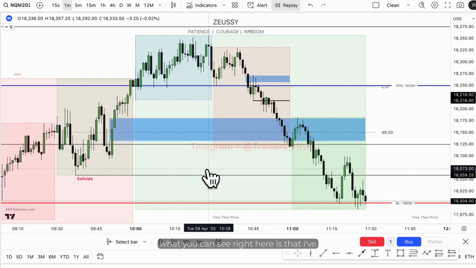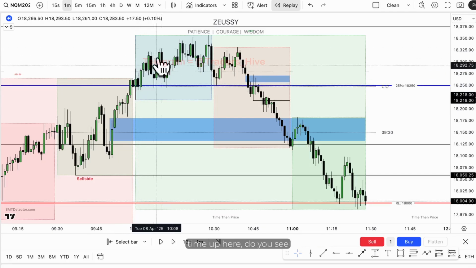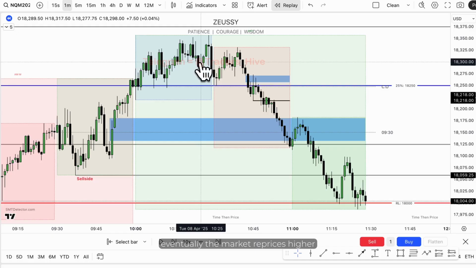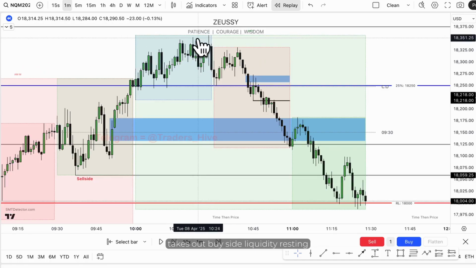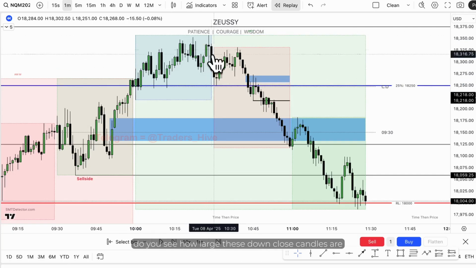What you can see right here is that I've outlined multiple imbalances on the chart, and next to that I've annotated some levels. What I would like you to see is that the market repriced above the 18,250 level right here, and we saw the market distort time up here. Do you see how it was just consolidating? Eventually the market reprices higher at 10:28 right here, takes out buy-side liquidity resting above this high, and we then see this large displacement leg lower taking place. Do you see how large these downward candles are and how quick they are?